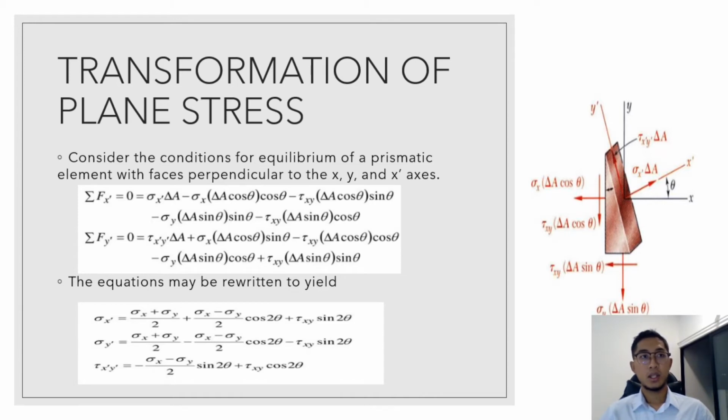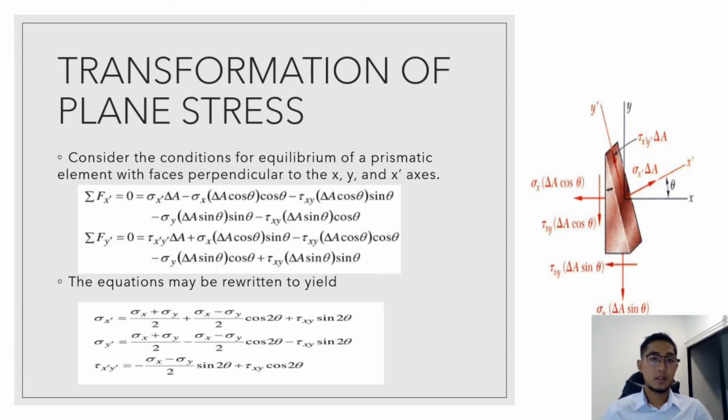So for the summation of Fy prime equals 0, it is equal to tau x prime y prime times delta A plus sigma x (delta A cos theta) sin theta minus tau xy (delta A cos theta) cos theta minus sigma y (delta A sin theta) cos theta plus tau xy (delta A sin theta) sin theta.